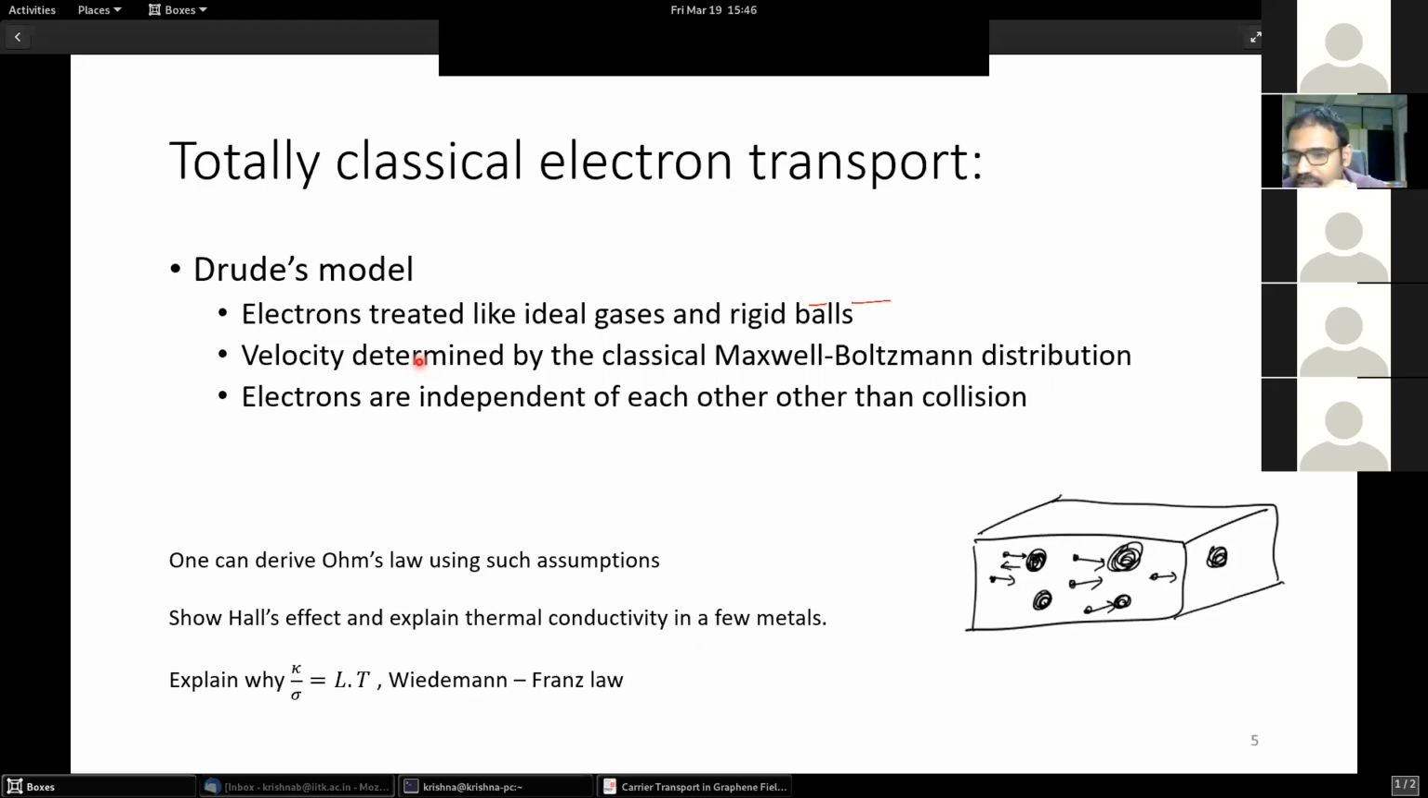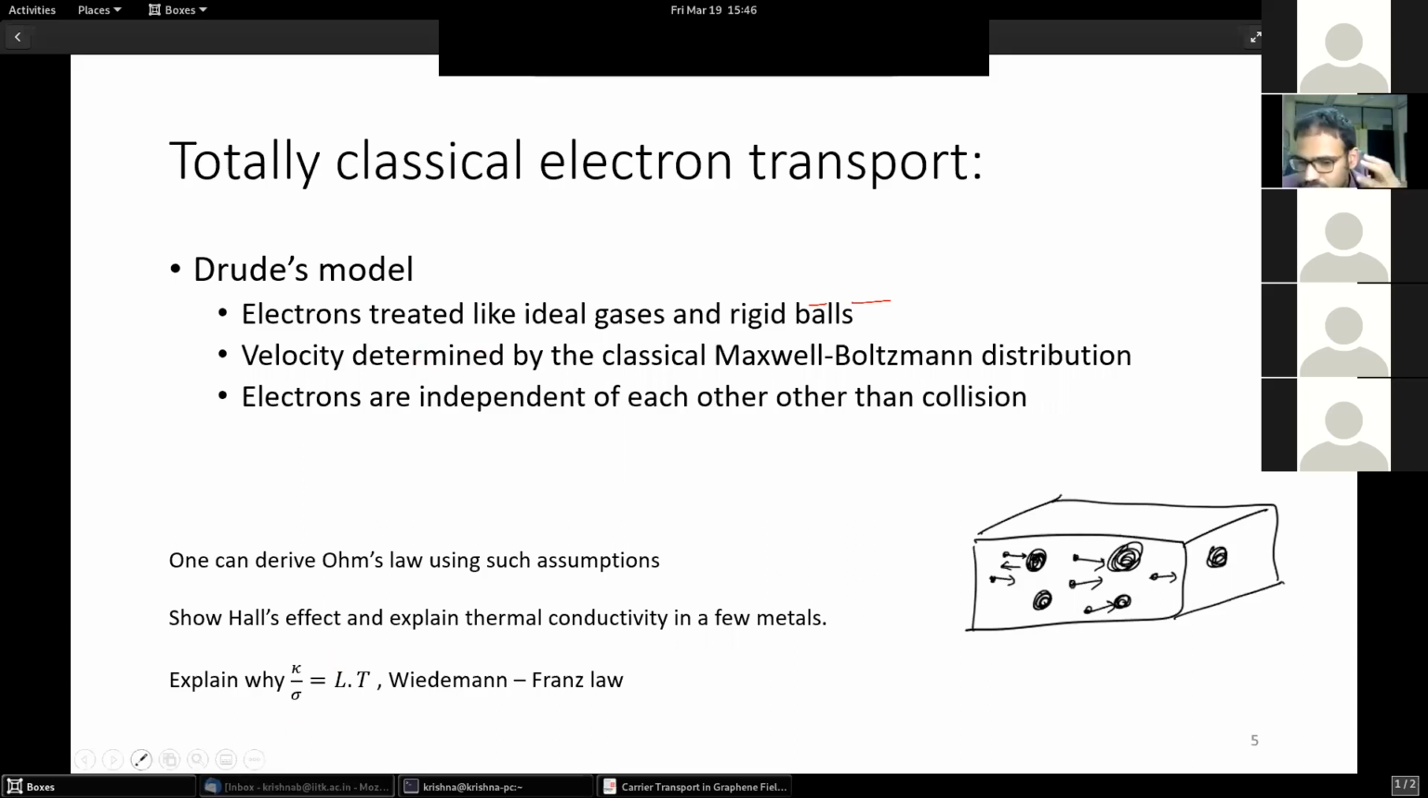The velocity of them were determined by the classical Maxwell-Boltzmann distribution, which is dependent on the temperature. And the electrons were assumed to be independent of each other other than the collision. And there were a few simplifying assumptions, that you have an effective lifetime and such. One can derive Ohm's law using such assumptions.